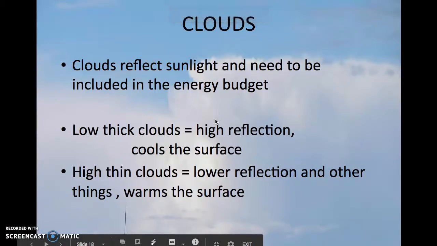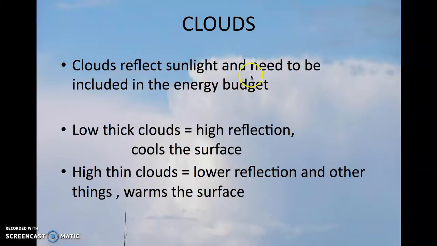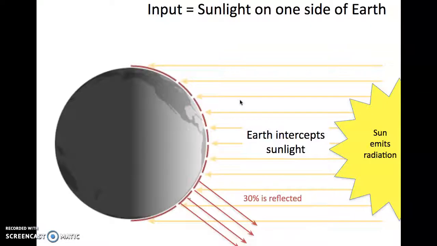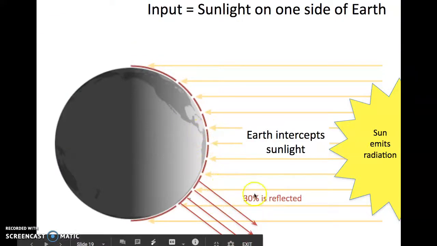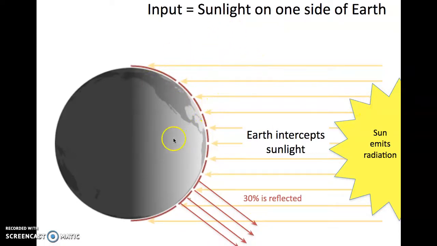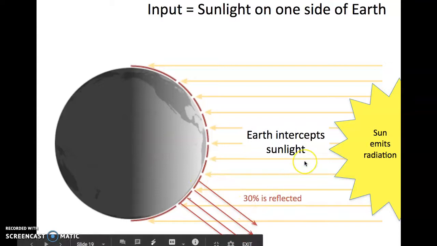Alright, so the other consideration that we need to take is clouds. Clouds reflect sunlight and need to be included when we think of the energy budget. Okay, so this is our model from the beginning, and I have added now the 30% reflected, so we're building an energy budget. So now we have the input and we have some of the output.